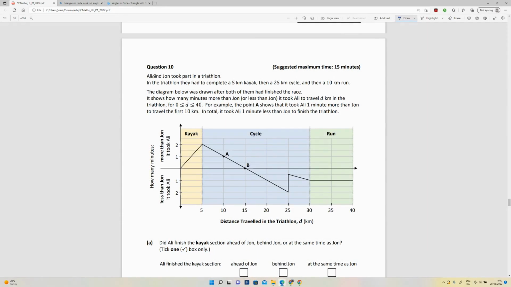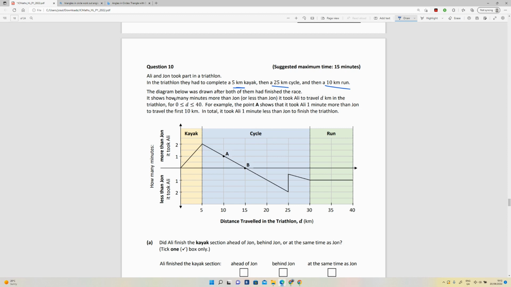Okay, so question 10. Ali and John took part in a triathlon. In the triathlon, they had to complete a 5K kayak, 25K cycle, and then a 10K run. The diagram below was drawn after both of them had finished the race. So you can see the three different pieces, the kayak, the cycle, and the run, plotted against the distance for each one. And we'll look at this in a second.